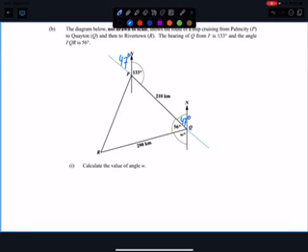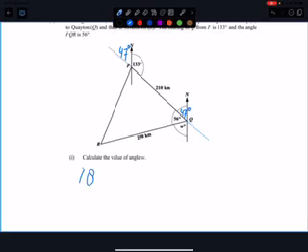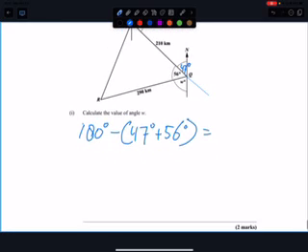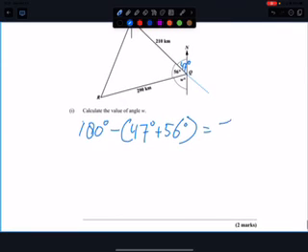So the angle of W is 180 degrees, subtract 47 and subtract 56. So this angle is 180, subtract, this is 90, 103. So the angle is 77 degrees. W, 77 degrees. Wow.